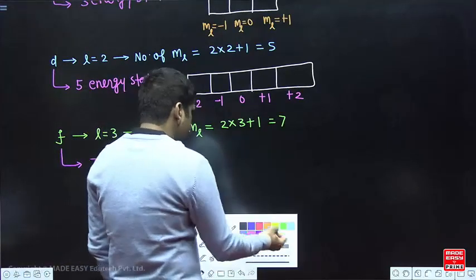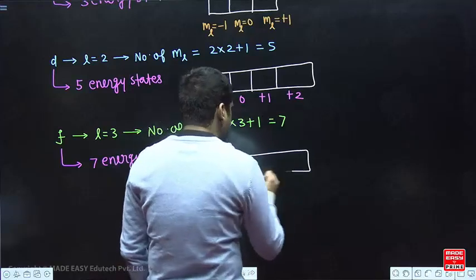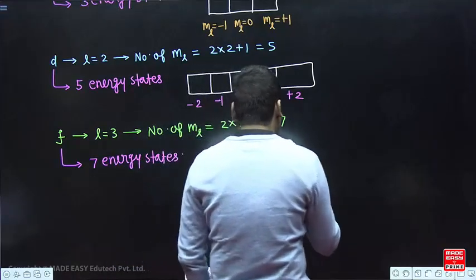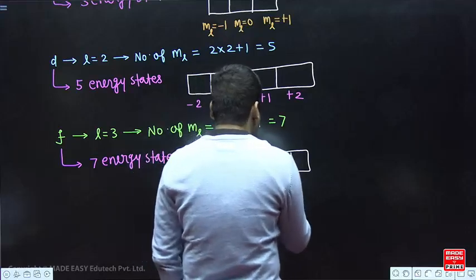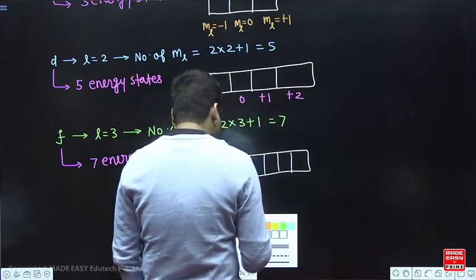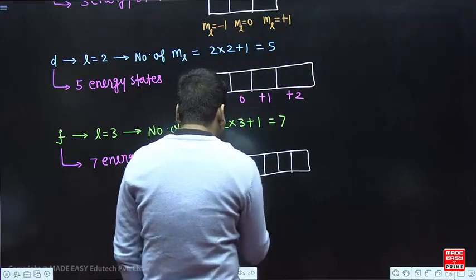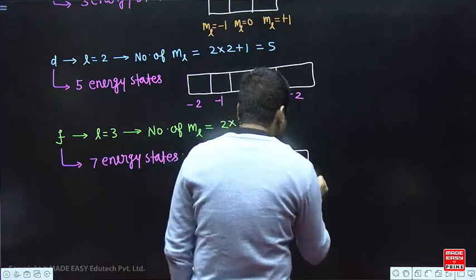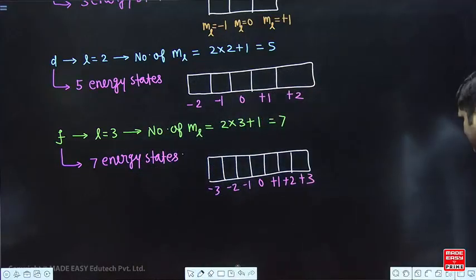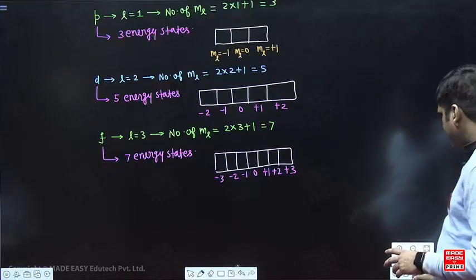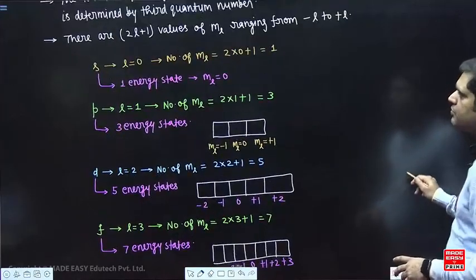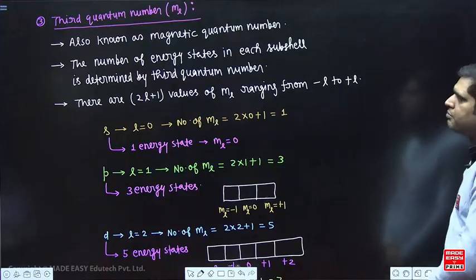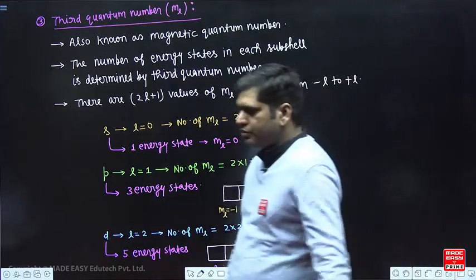How will you name them? You will name them from minus L to plus L: 1, 2, 3, 4, 5, 6, 7. So it is minus 3, minus 2, minus 1, 0, plus 1, plus 2, plus 3. Likewise, how many energy states are in a subshell? This we get information from the third quantum number. Please note it down.